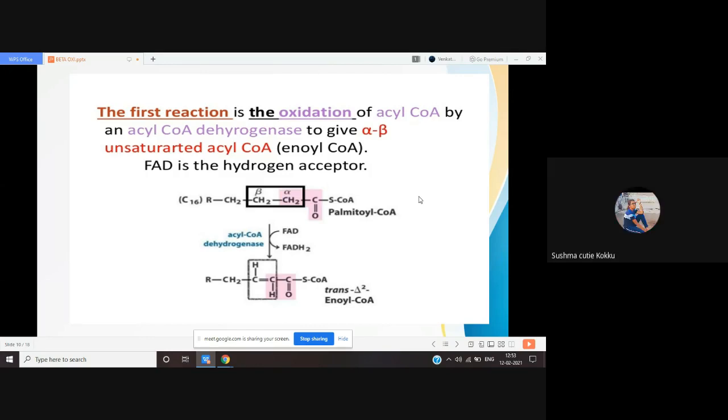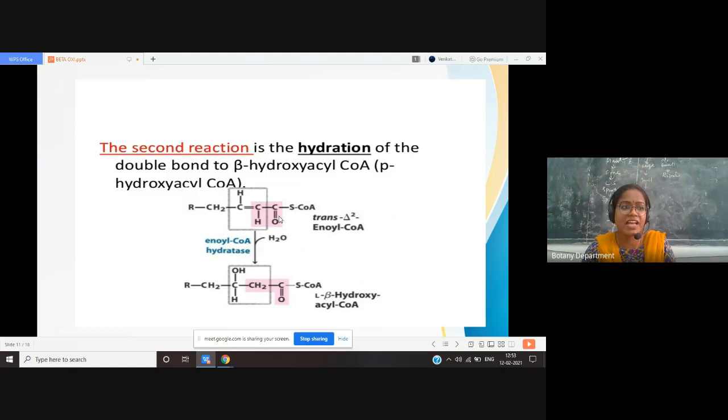Next, the second step is hydration. First is oxidation, second is hydration. Hydration means addition of water. This trans delta square enoyl CoA, in the presence of water and the enzyme enoyl CoA hydratase, is getting converted to beta hydroxy acyl CoA. Can you see how the water molecule is added in the structure? Yes, ma'am. Because this is a hydration reaction, right, the enzyme which is helpful is enoyl CoA hydratase.